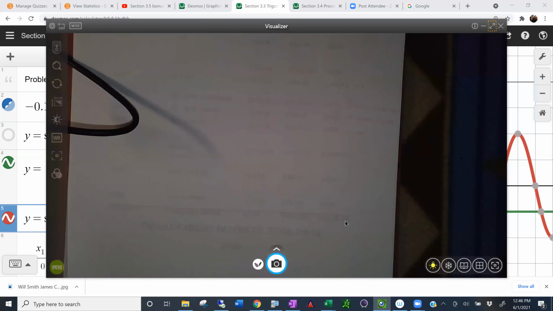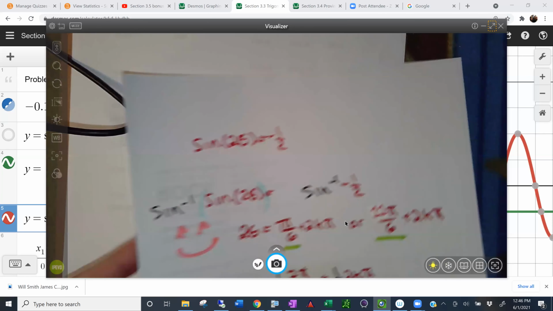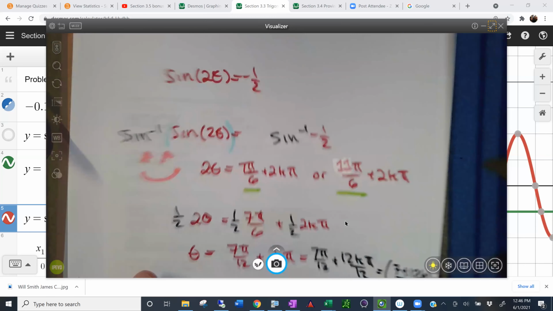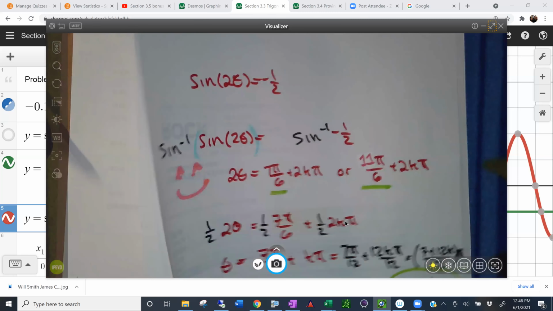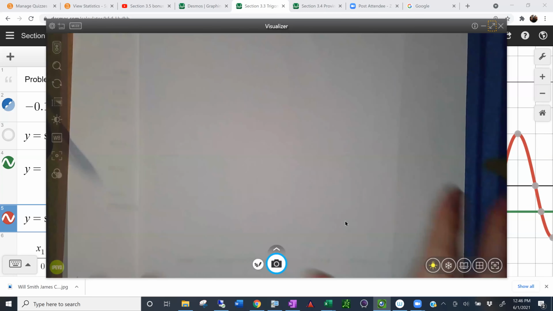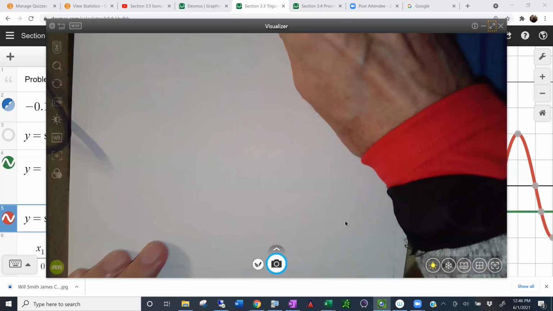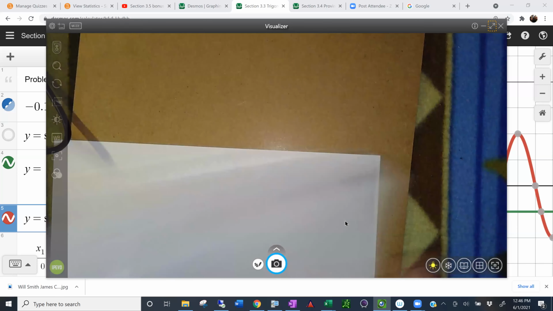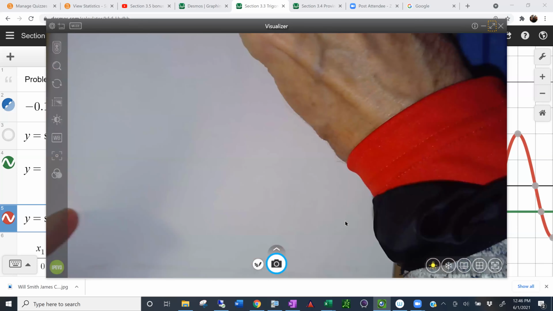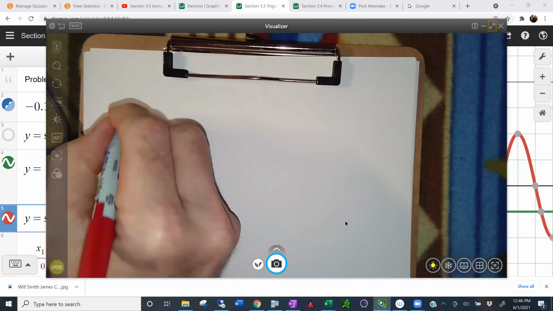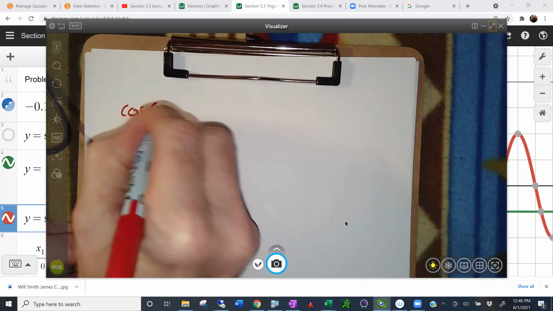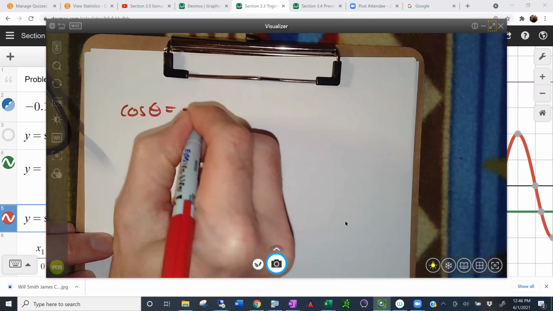All right. So the last example that I promised was kind of hinted at in the quiz video check, and that was cosine of theta equals negative 0.52. So cosine of theta equals negative 0.52.